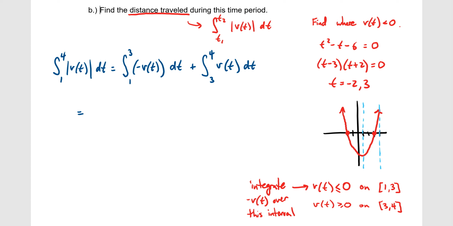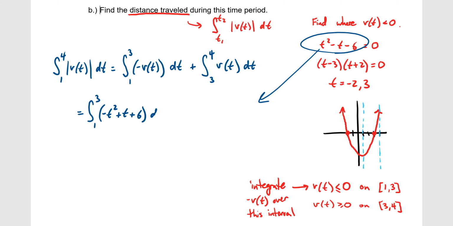Okay, so let's go ahead and do this. So negative v of t integral from 1 to 3. So here is v of t. I'm just going to negate every term. That's negative t squared plus t plus 6. If you wanted to, you could bring the negative out front. It doesn't matter how you do it. You'll get the same answer. And then for the next one, we have plus the integral 3 to 4 of the original v of t.